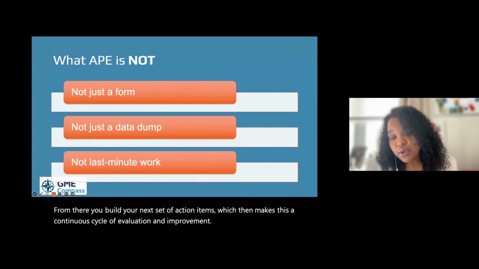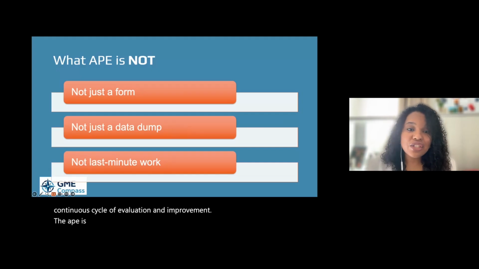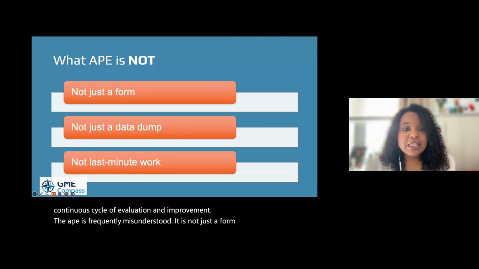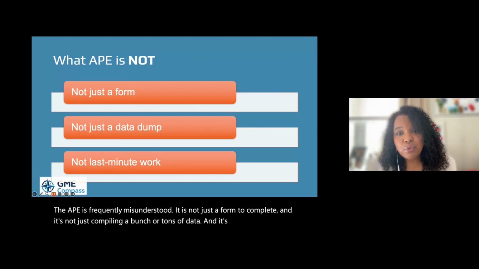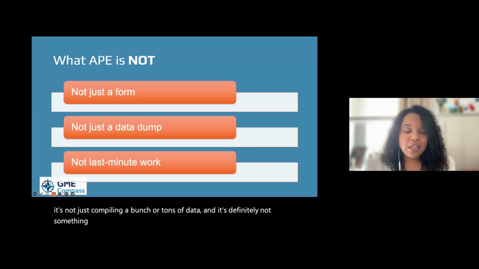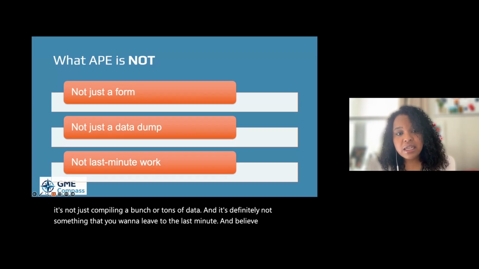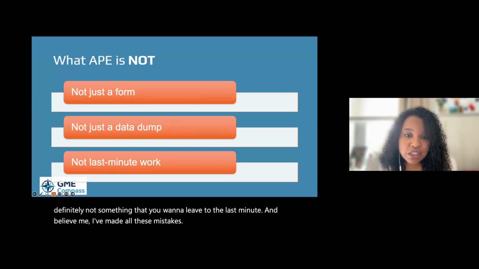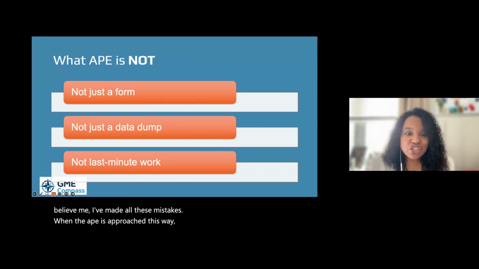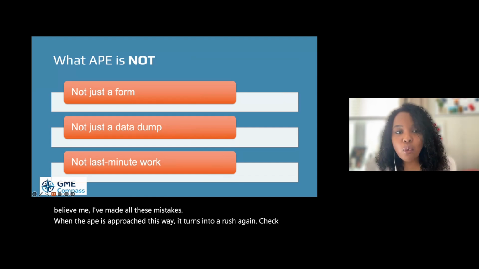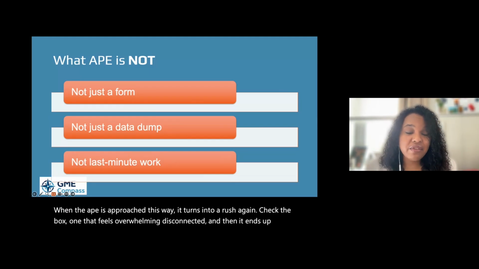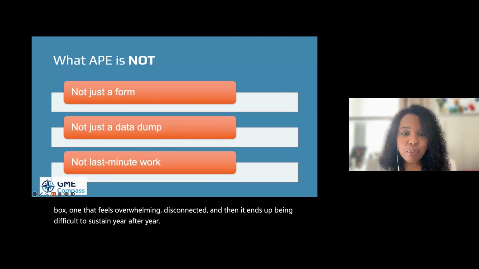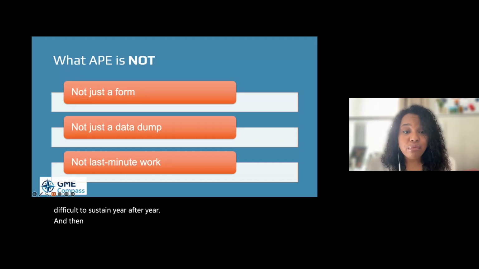The APE is frequently misunderstood. It is not just a form to complete, and it's not just compiling tons of data. And it's definitely not something that you want to leave to the last minute. And believe me, I've made all these mistakes. When the APE is approached this way, it turns into a rush. Again, check the box, one that feels overwhelming, disconnected, and then it ends up being difficult to sustain year after year. And then more importantly, you lose the value of the process.